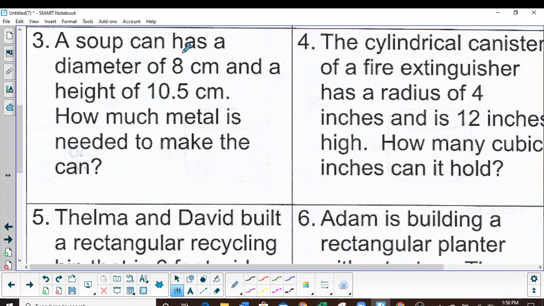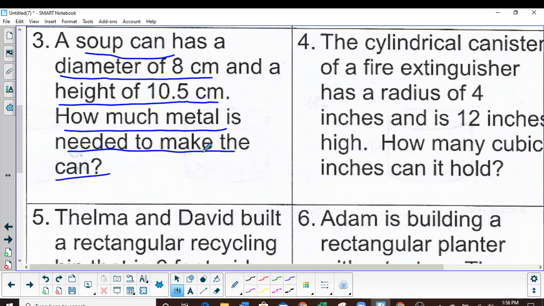Should already know we're talking about a cylinder. Okay, soup can has a diameter of 8 centimeters and a height of 10.5 centimeters. How much metal is needed to make the can? Okay, if we're talking about metal here, we're looking for surface area, which is going to take top, bottom, and outside. And this is a cylinder. I'll just abbreviate it. So we got surface area of a cylinder for number 3. I think that is, double check on your formula sheet, but it should be 2 pi r squared plus 2 pi times the radius times height. Okay. And up here is our diameter, so we need to change that to a radius, which would be half of it, so our radius is 4, and there's our height of 10.5.